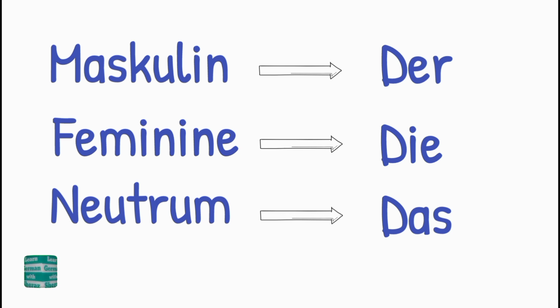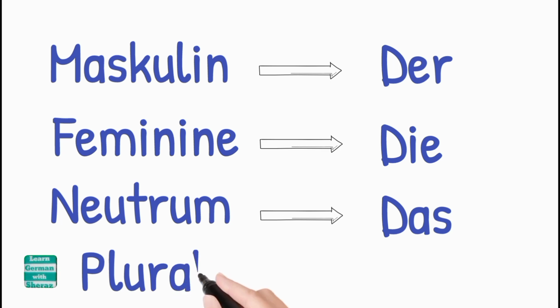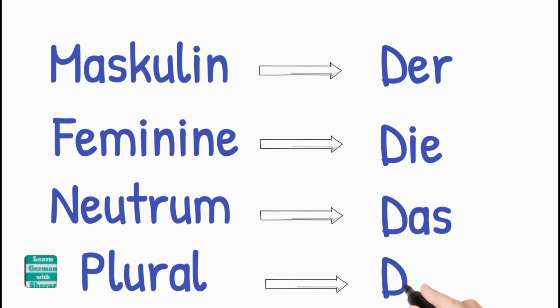Next one is neutrum. It means das. It means in English neutral, not a man, not a woman. And the next one is plural. What is the article of plural? It's die. So you have to learn every noun with the article, then you are going to have a good grip on Deutsch.